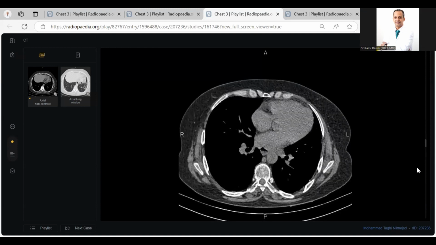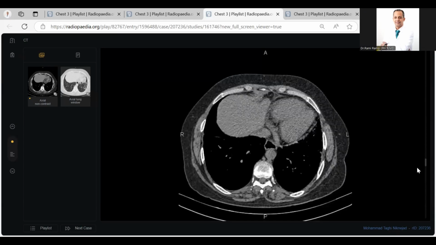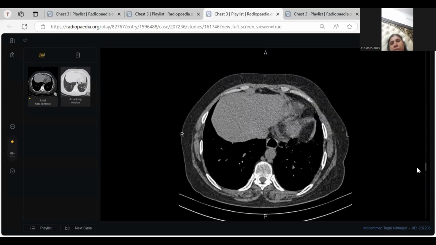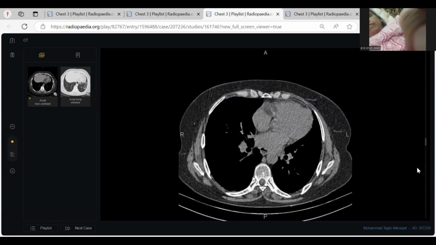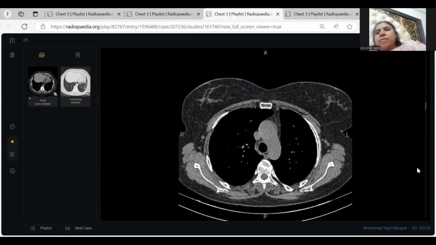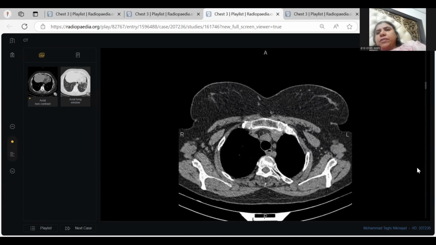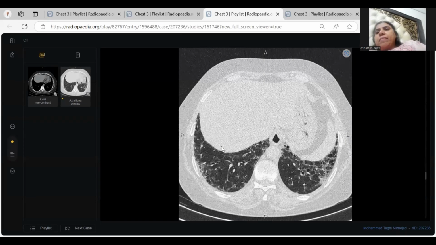I can see there is a hilar lymphadenopathy. What else? Can you go upward? There is a hilar lymphadenopathy. For the lung, I will go to the lung window to see the involvement of the lung, and looking at this, I could not find anything obvious apart from the lymphadenopathy.